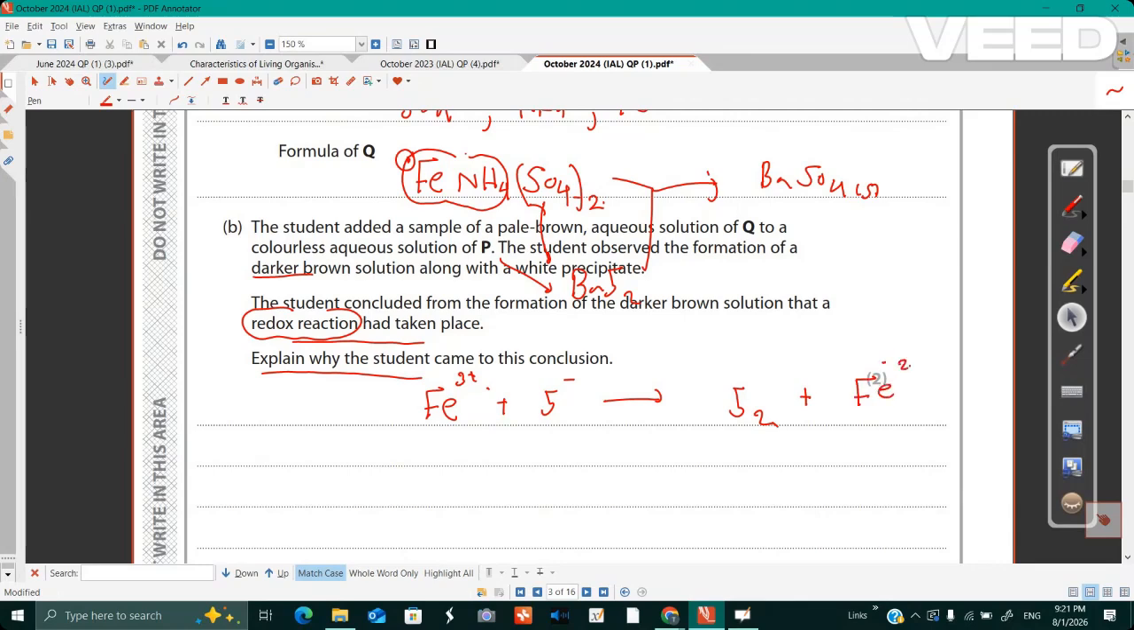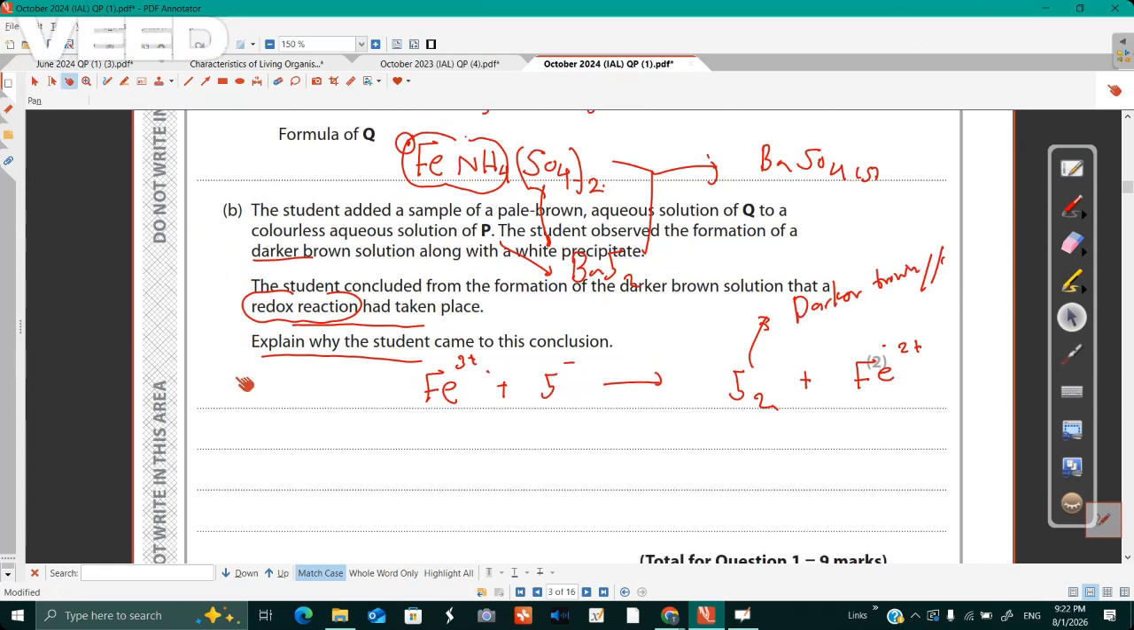That is my judgment. Maybe I am wrong. I minus into I2. So this is what is giving the darker brown color, I2. Very interesting question. Darker brown color.